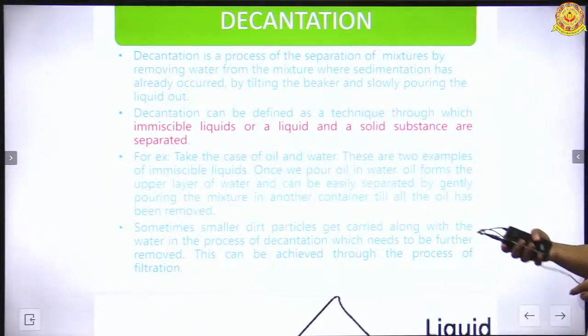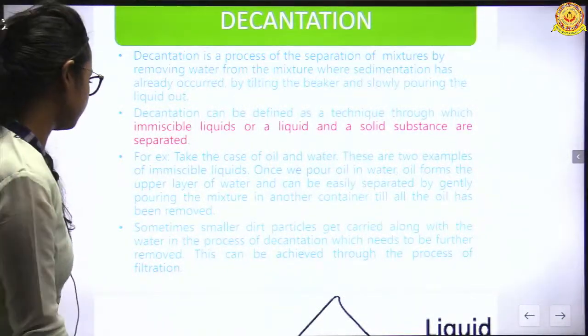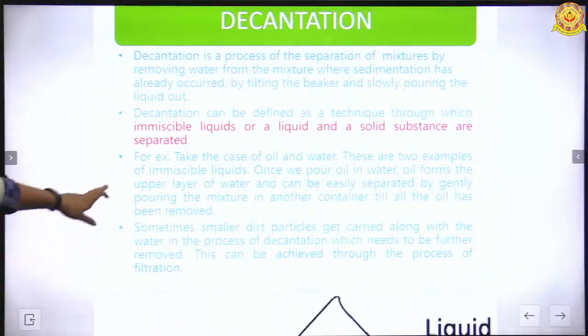Once we pour oil in water, oil forms the upper layer of water and can be easily separated by gently pouring the mixture into another container till all the oil has been removed. Sometimes smaller dirt particles get carried along with the water in the process of decantation, which need to be further removed. This can be achieved through the process of filtration.